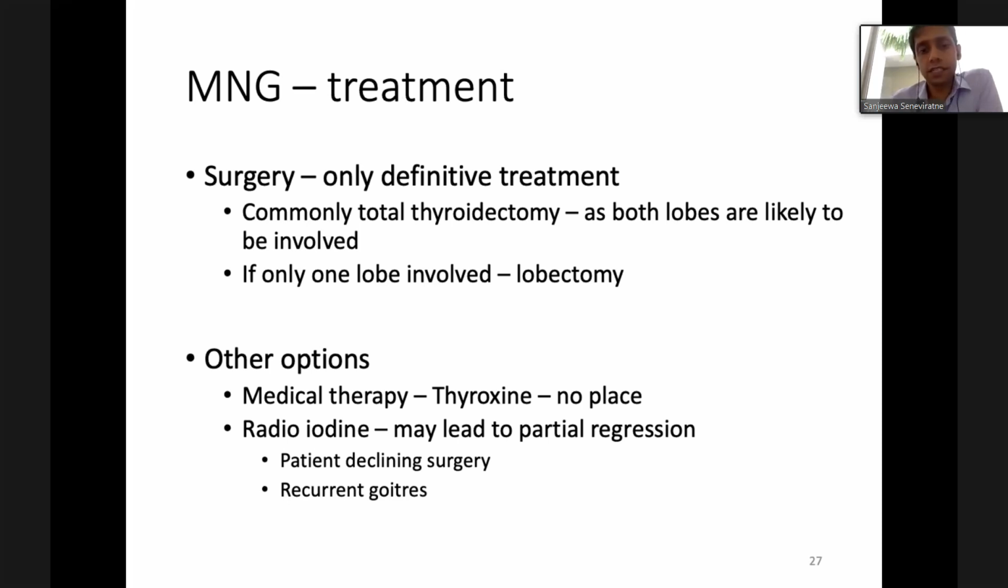A lot of people, as you might have seen, especially general practitioners, start these patients on thyroxine, thinking that the multinodular goiter is due to lack of thyroxine in their body. Not so. Thyroxine has no place in the management, and there are studies which have shown no benefit in giving thyroxine to these patients unless they are hypothyroid.